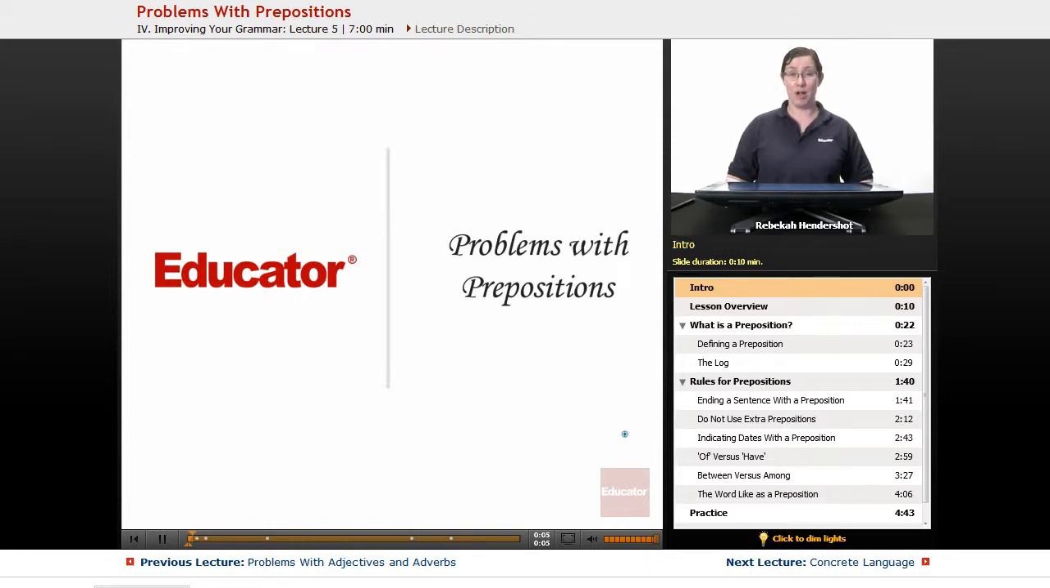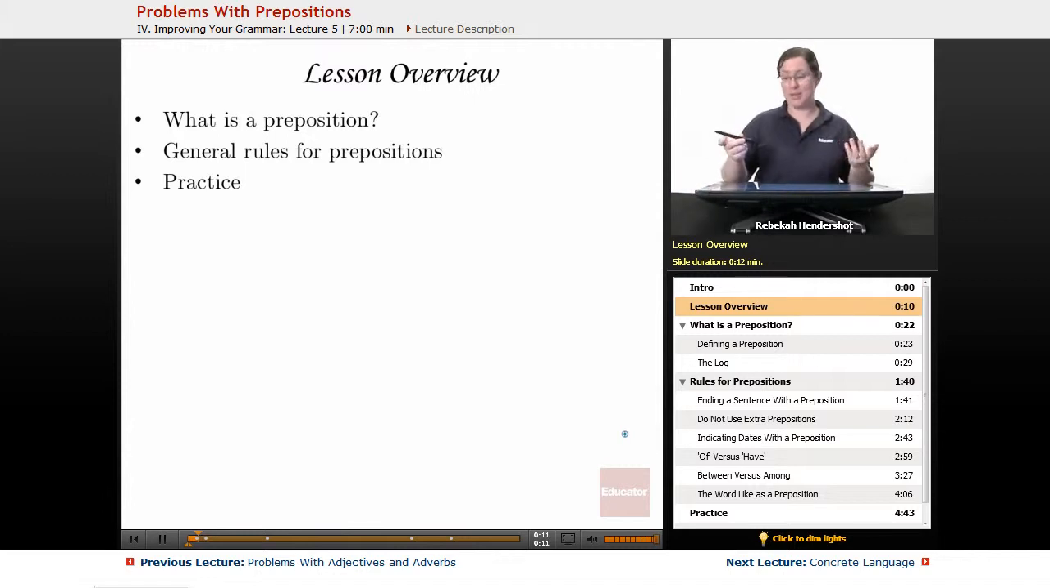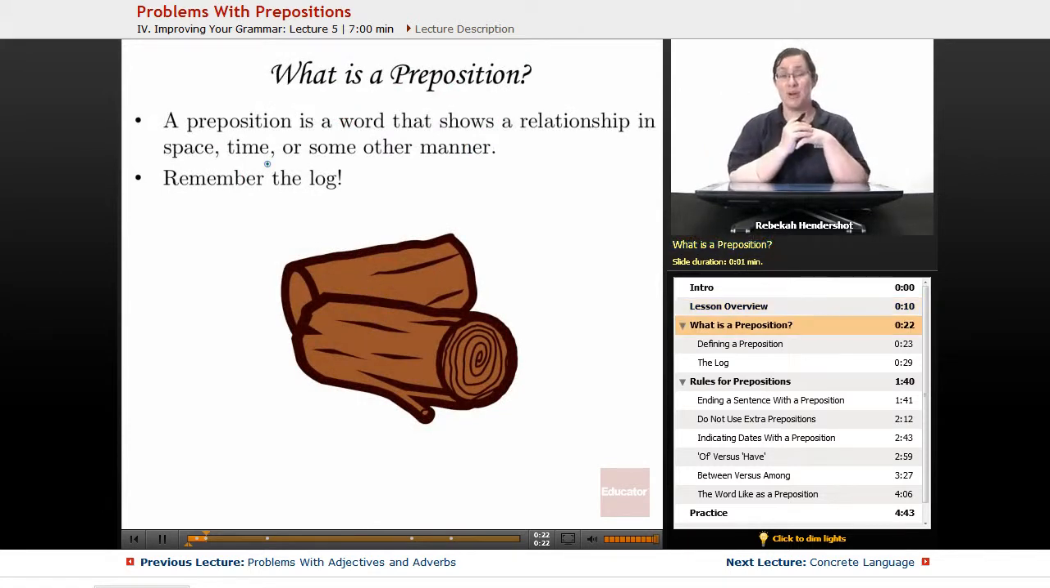This lesson is about problems with prepositions and, of course, how to solve them. Let's get started. We're going to begin by asking what is a preposition. Then we're going to go over some general rules for prepositions and solving common problems with them. And we'll end with a little bit of practice. Alright, what is a preposition?